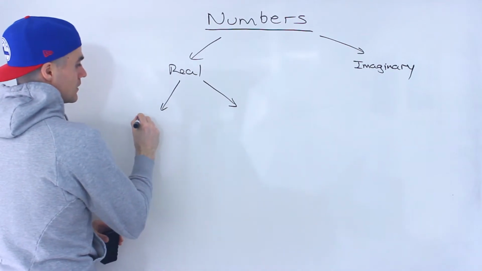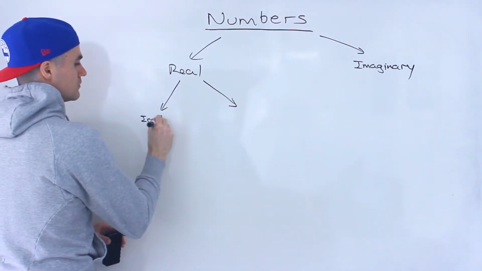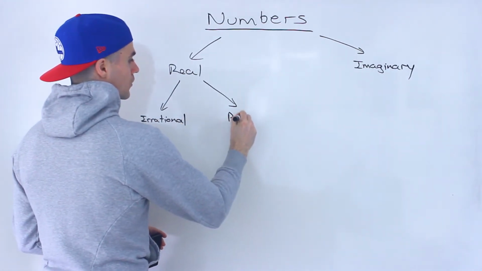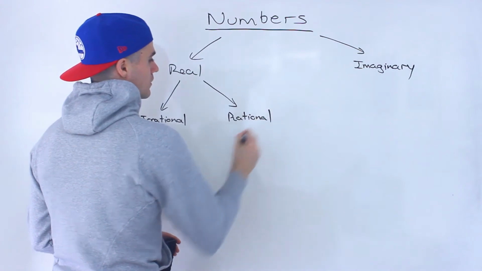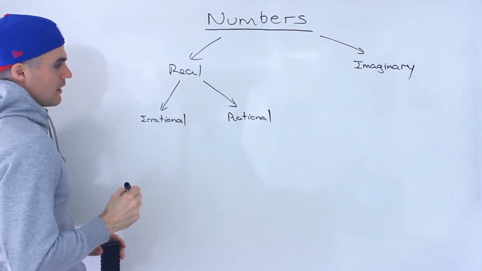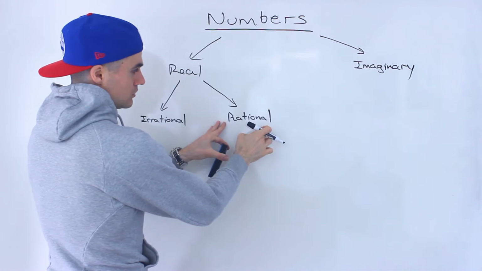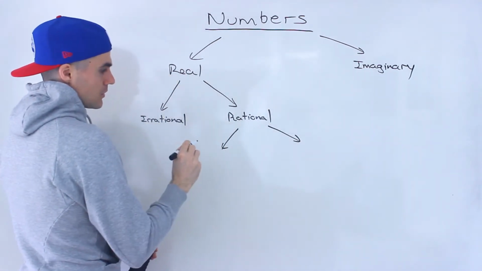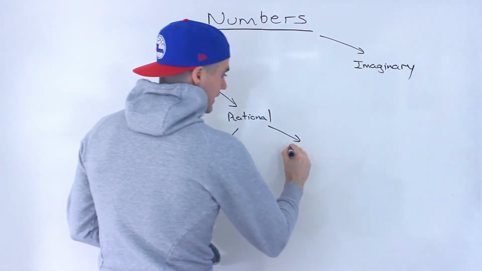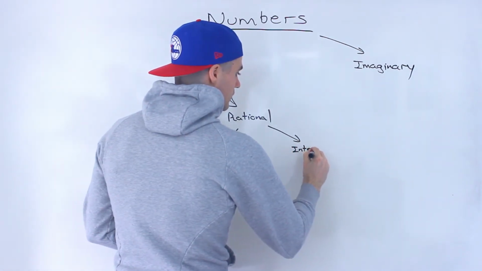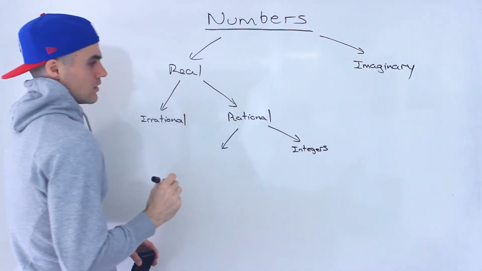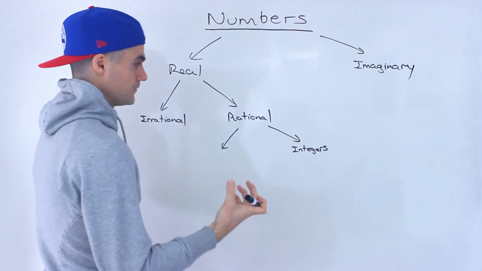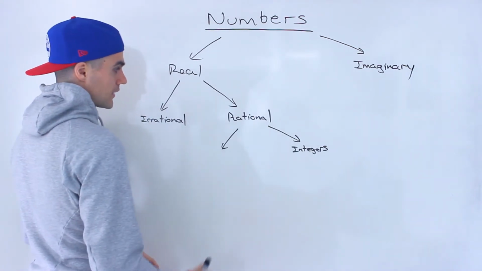They can either be irrational numbers or rational numbers. And then this rational portion, we split this up. Rational numbers can either be integers, and this can include negative integers or positive integers. It also includes the number 0. I'll go into more detail about that later on.